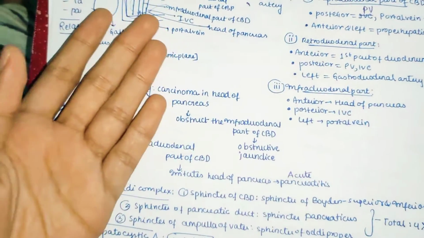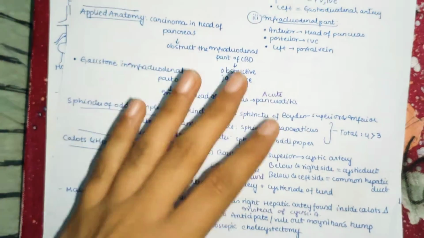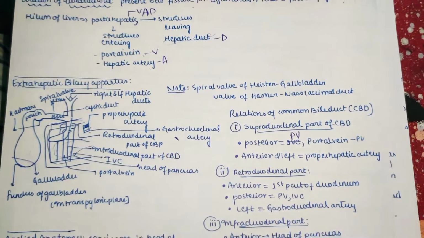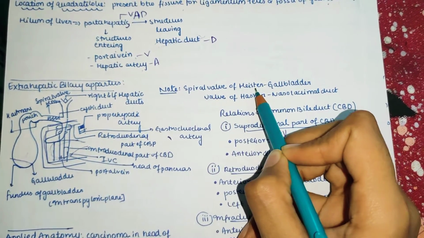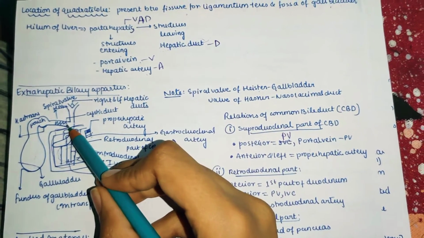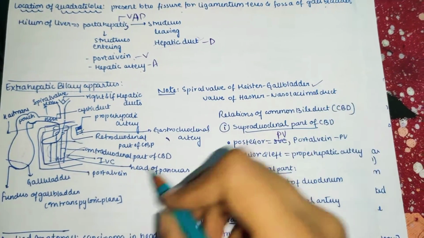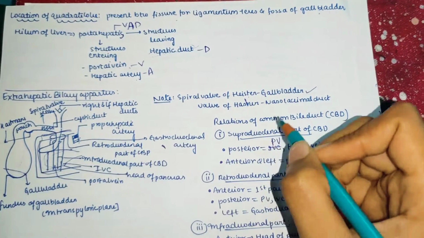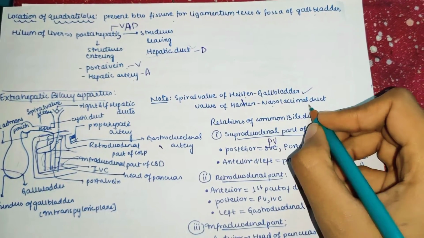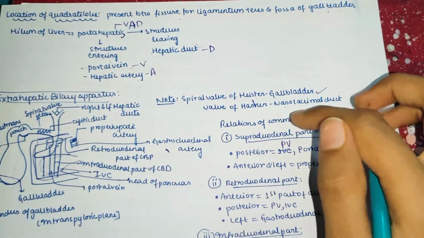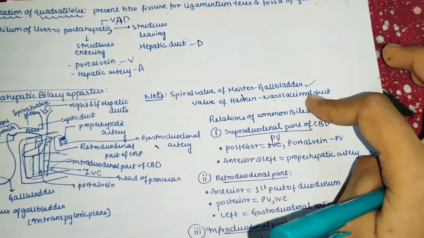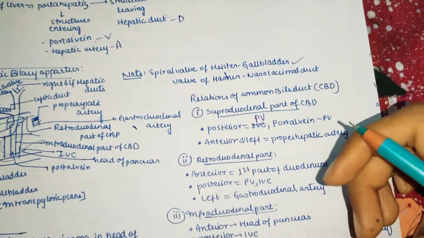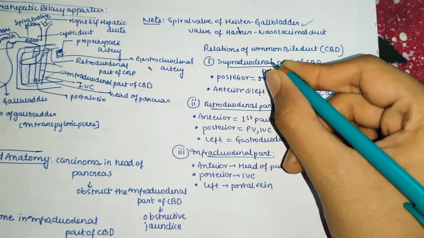Okay, and last we have applied anatomy and we can come to this. First, you need to see the spiral valve of Heister. This is the spiral valve of Heister. It is present in gallbladder. Don't confuse it with the valve of Hasner. The valve of Hasner is present in nasolacrimal duct, but the valve of Heister is present in gallbladder. Okay. Next, coming to relations of common bile duct.